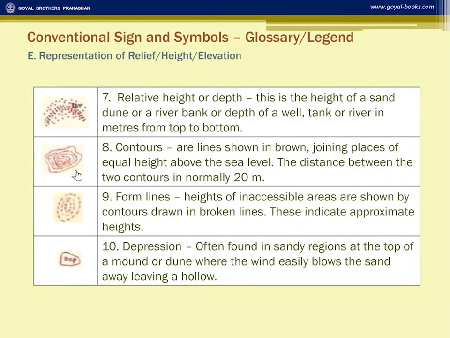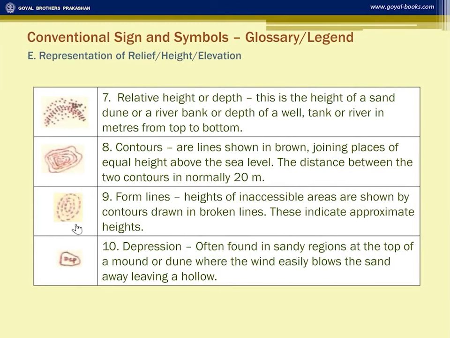Then you have the contours, the most important aspect of the survey sheet because it shows the relief features. It shows the topography of the land. Contours are imaginary lines given in brown, joining places of equal height above sea level. The distance between two contours is always 20 meters. We will be studying contours in the further slides in detail.